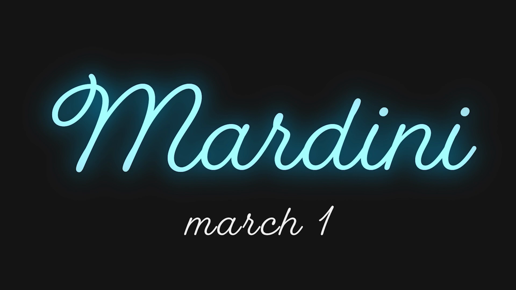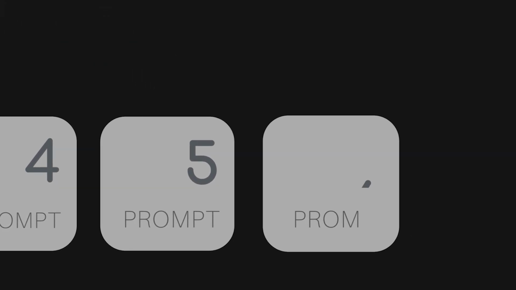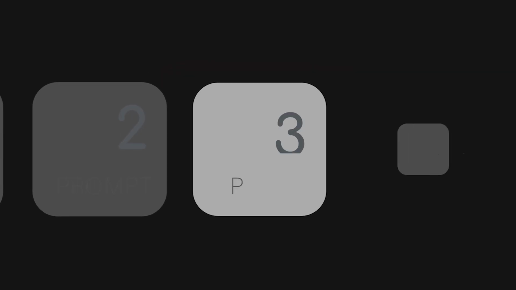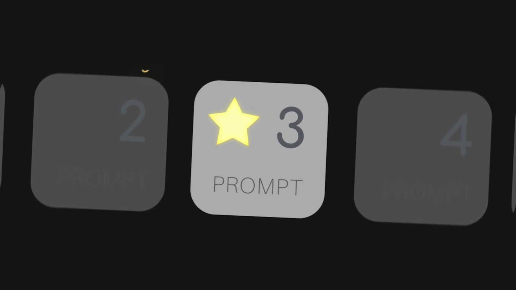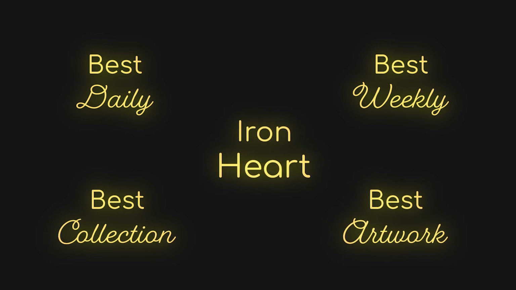Side Effects is holding a new Houdini art challenge called Mardini, which is starting on the 1st of March. The idea of it is to create an artwork in Houdini based on a daily prompt. That prompt is basically just a theme to base your artwork around. It's open to anyone who would like to enter, and if you do enter, it doesn't have to be every day. Last year, there were prizes for Best Daily, Best Weekly, Best Collection, Best Overall Artwork, and for entering every day.